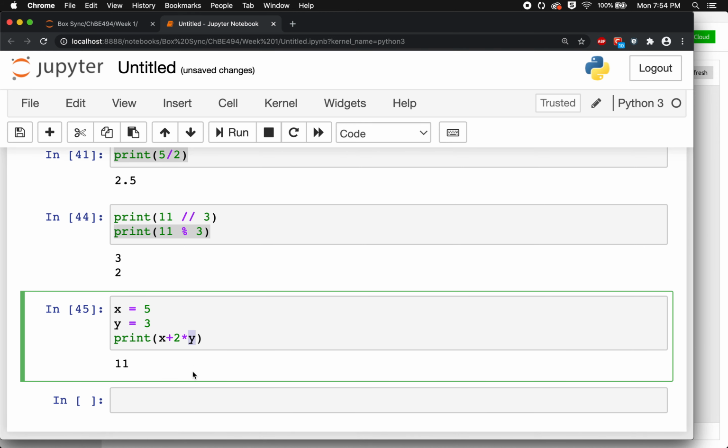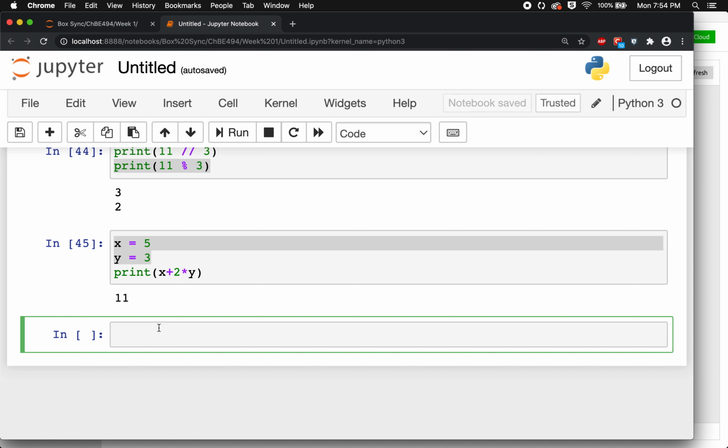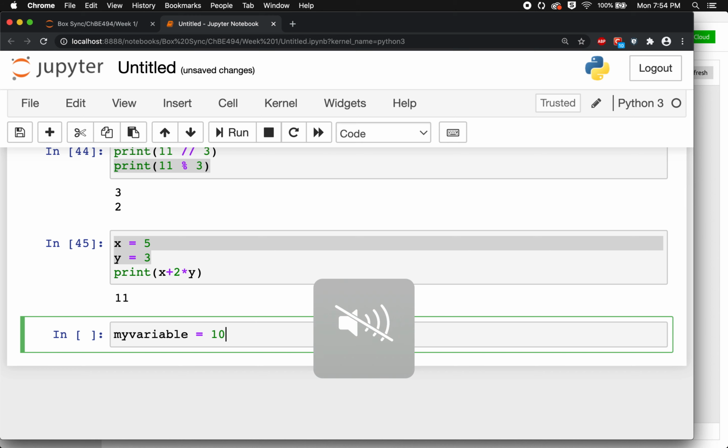And you can define lots of different variables. These are just scalar variables. We'll talk about vectors later. But in general, it's good to use descriptive names. So you might say my variable, right? I could do my variable is equal to 10.